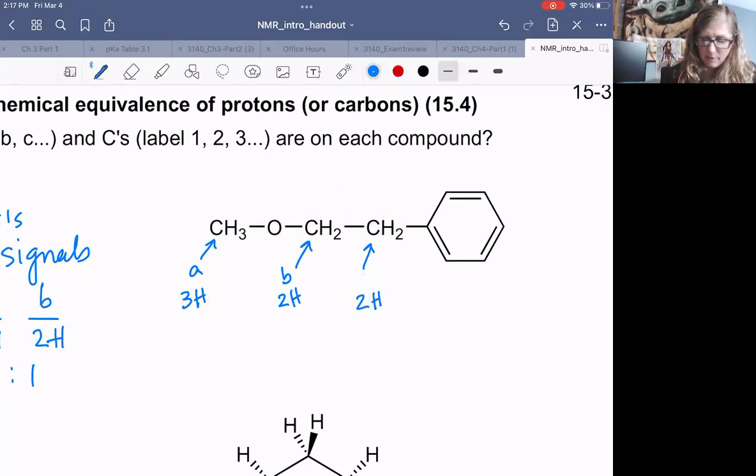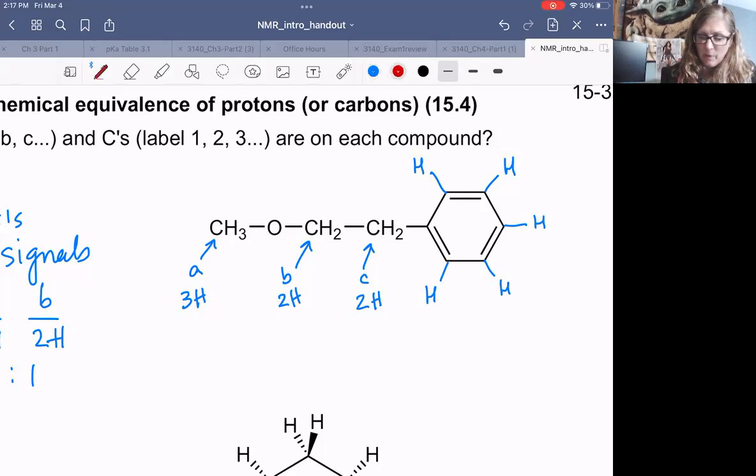Let me write that a little more clearly. Okay, are there any other protons in the structure? Yes, there's protons on the benzene ring. We call it a benzene ring when we have a 6-membered ring with alternating pi bonds. That is actually a very unique functional group that's going to be important to us in the NMR. And so that has 5 protons on it.